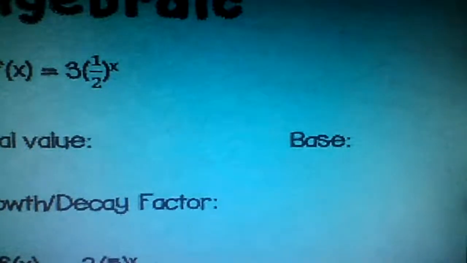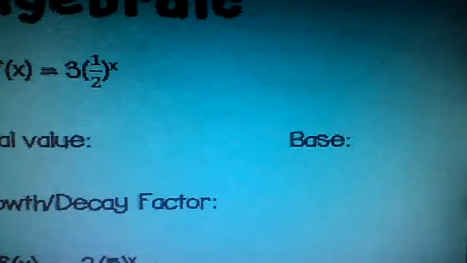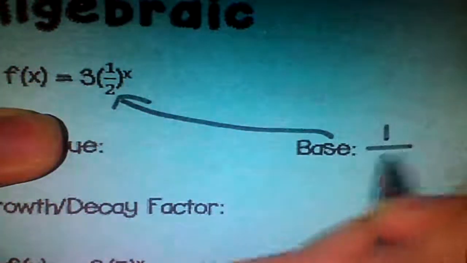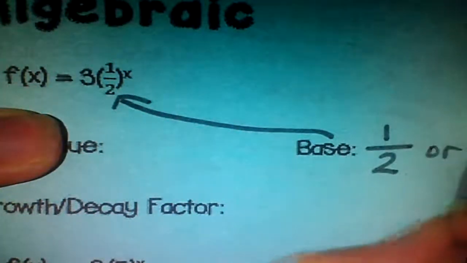Okay, so this is what your equations are now going to look like. 3 times 1/2 raised to the x. It's a decay factor. Yes, this is decay. Why? Because the b is in between 0 and 1. Okay, so look at my base, which is what is being raised to the x. So my base is 1/2 or 0.5.